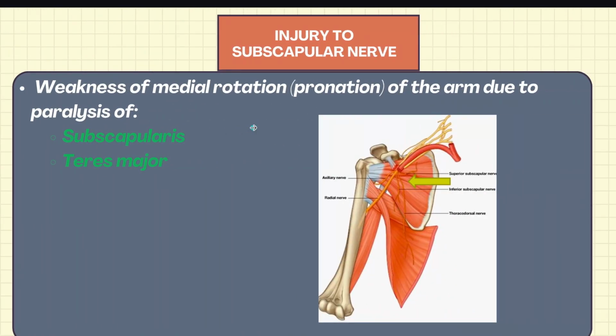Now, an injury to the subscapular nerve this time is going to cause paralysis of two muscles, your subscapularis and your teres major muscle, and these two are going to cause weakness in your medial rotation, also called pronation. Medial rotation and pronation are the same, and lateral rotation and supination are also the same thing.